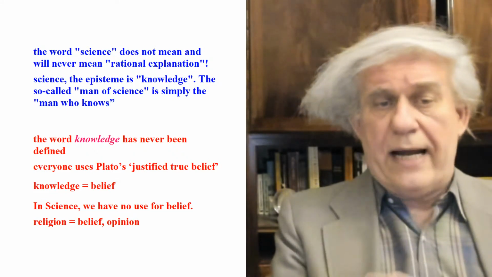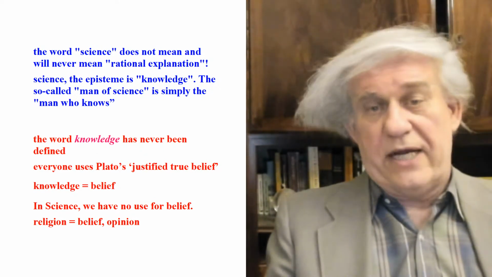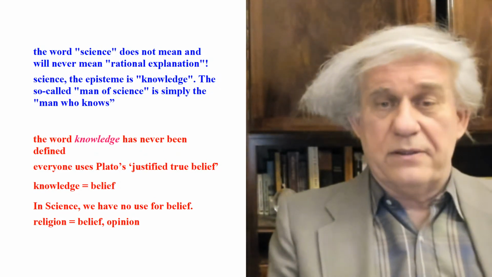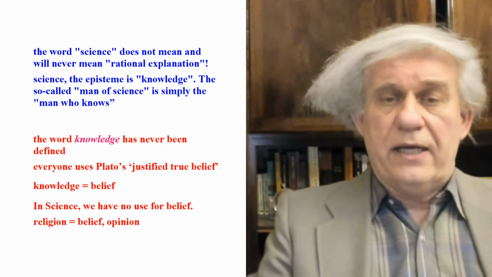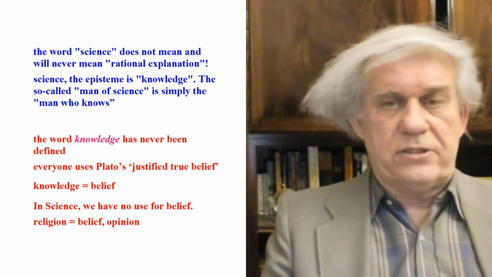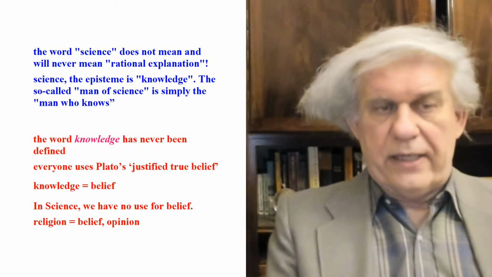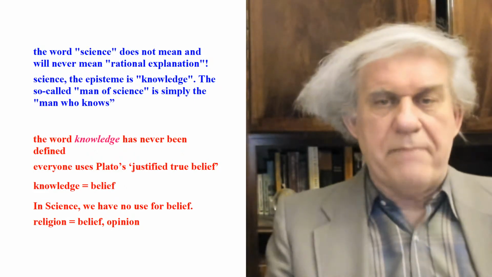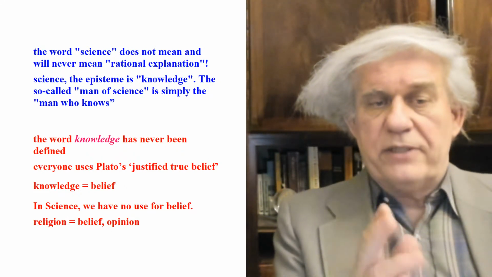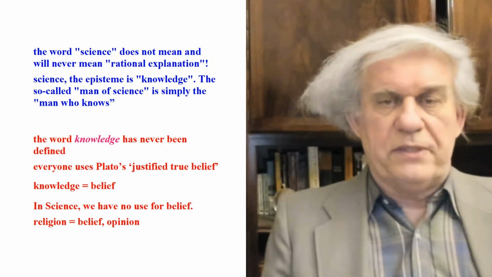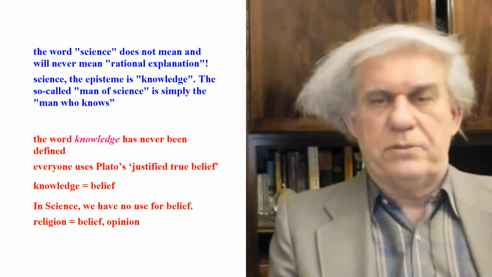Okay, first of all, the word knowledge has never been defined. To this day, we don't have a definition for the word knowledge. So you can't use an undefined word to define science. Even though the word science comes from scire, which is the Latin for knowledge, that's when the Greeks and the Romans screwed up, because science has nothing at all to do with knowledge. That's why we have to define these terms to find out what they meant and what they mean today. Everyone uses Plato's justified true belief. That's the definition of the word knowledge today. And knowledge is equal to belief, essentially.